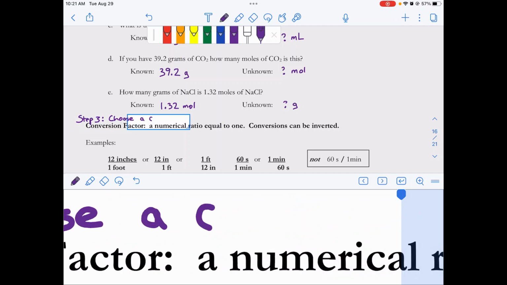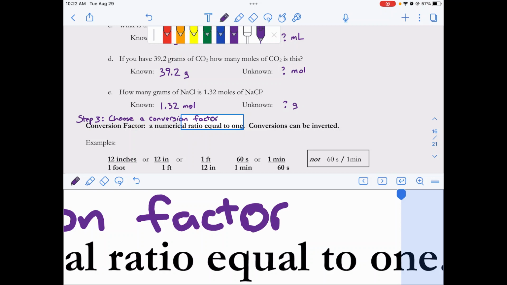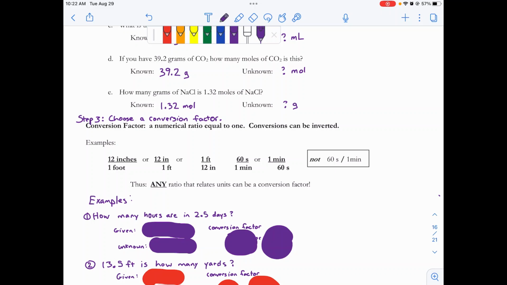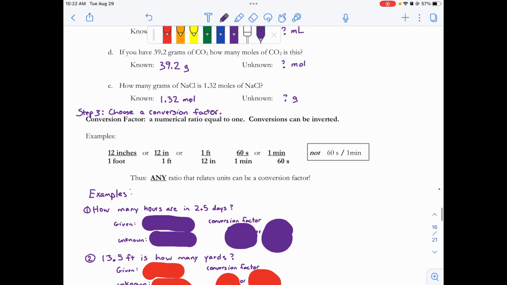a conversion factor. Now you'll have a chart of conversion factors that are relevant, and you'll need to pick the right one, the one that relates the units that you have to the units that you need. And some examples here, we have 12 inches is 1 foot, or 12 in. is 1 ft. So here it's abbreviated and there it's not. You could write it either way.